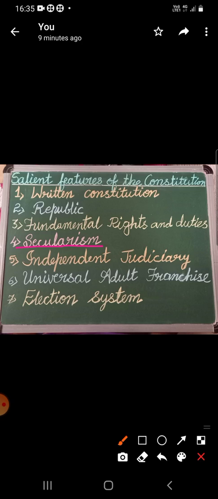What's the next point, children? Next is the independent judiciary. What do we mean by independent judiciary? The judiciary is independent of the executive and legislature and has adequate powers. They are not bound by anything like the executive or legislature. Nobody can restrict the judiciary. Judiciary has got its own powers. Neither the government nor the parliament can interfere with the functioning of the judiciary.